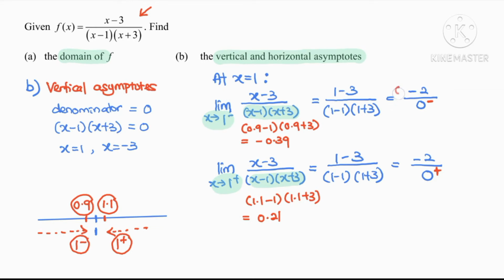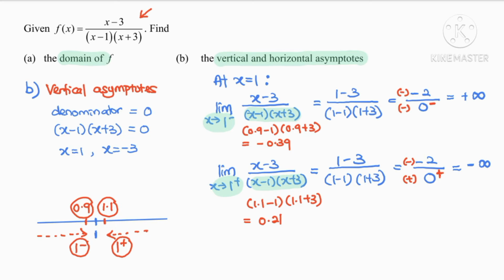We have here a negative value, and this is also negative. So when negative times negative, we get positive infinity. Infinity, because when a value is divided by a very small value, we will get a very large value. Another one, here is a negative value, and this is a positive value. So negative times positive, we get negative infinity.